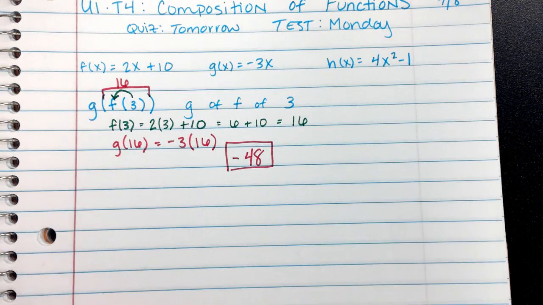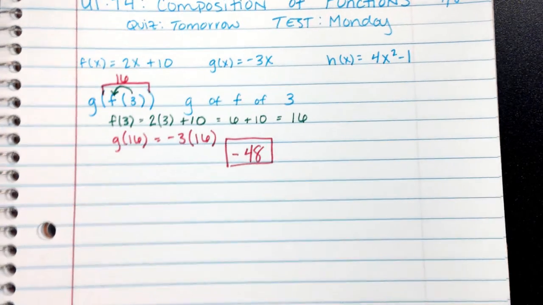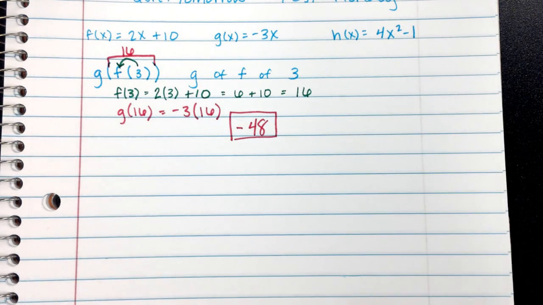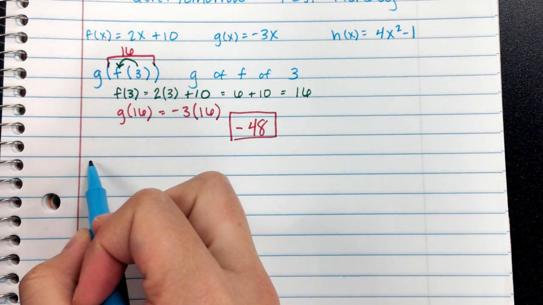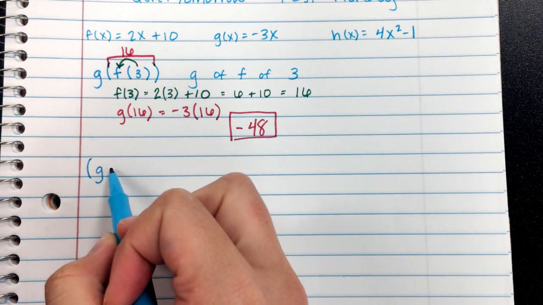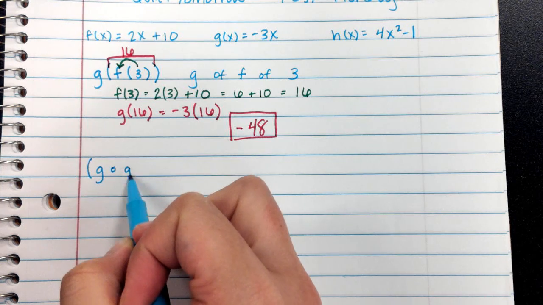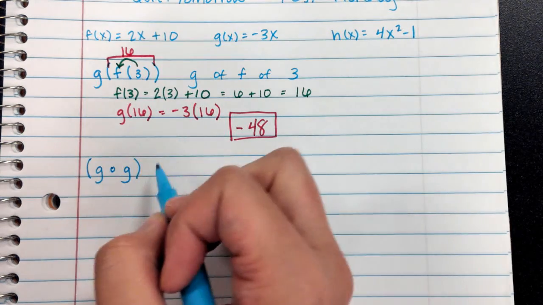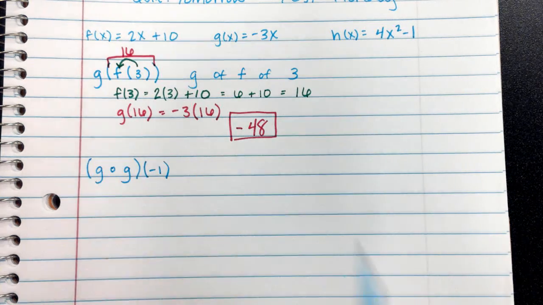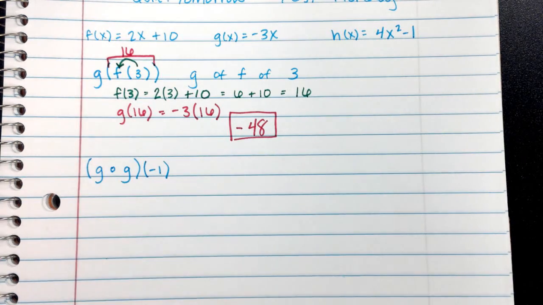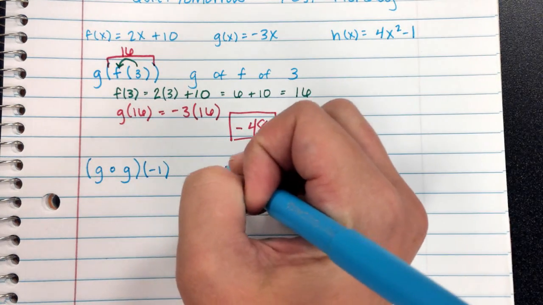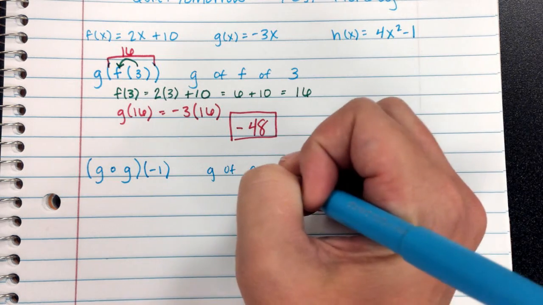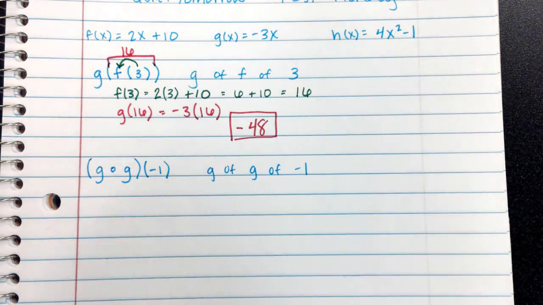We want to try another one? Okay. All right, so ready? I'm going to write it differently because it can be written with multiple parentheses or it can be written like this. G of G, so the O is an of, negative 1. So I still read this the same way. G of G of negative 1.